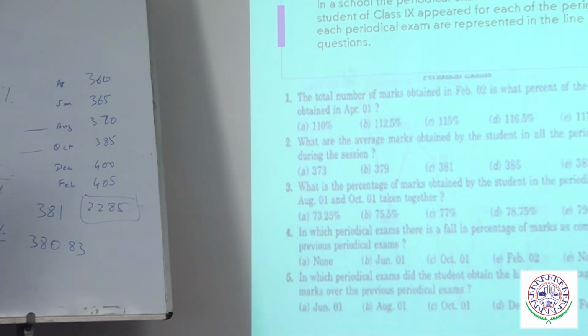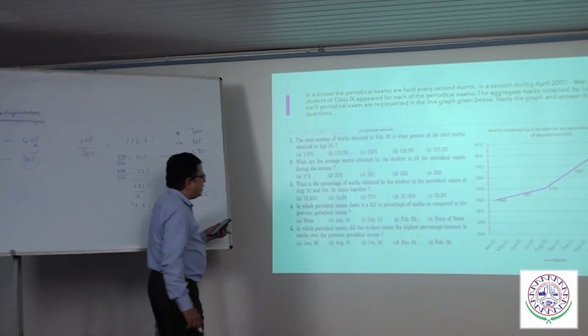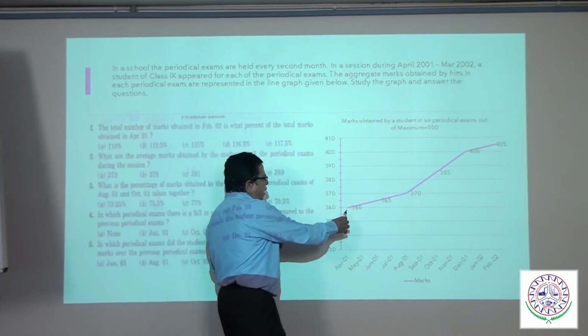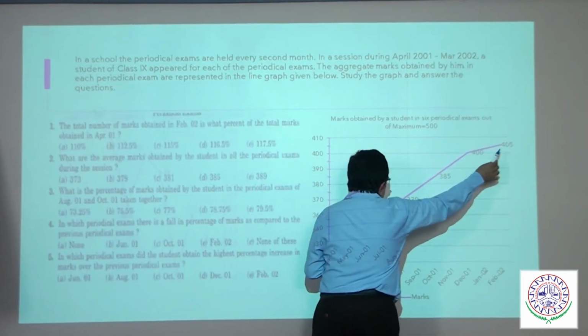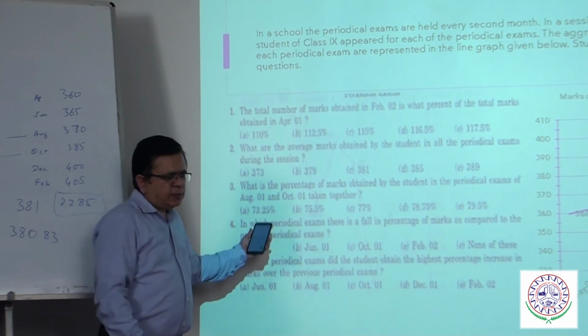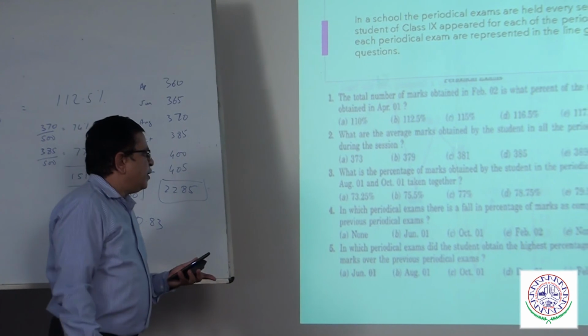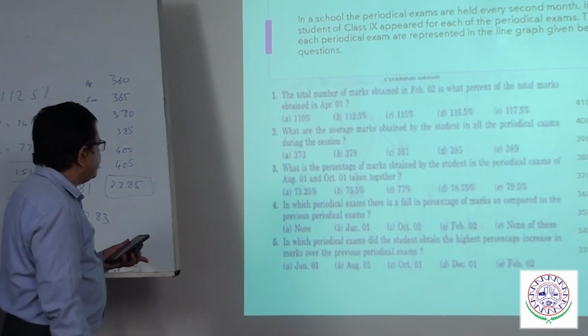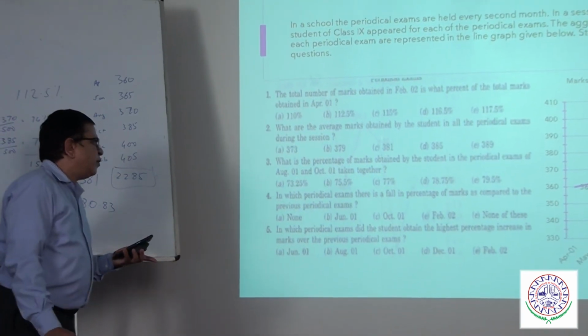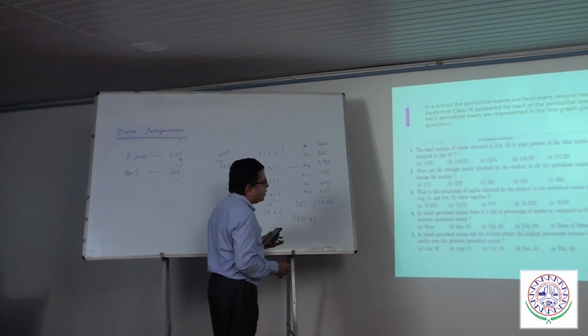As compared to the previous examinations, what has happened? Every time he has scored higher than the earlier marks. So there is no question of any fall in the percentage of marks. So that is none. Which periodical exam did the student obtain the highest percentage increase in the marks over the previous periodical exams? Highest percentage increase.